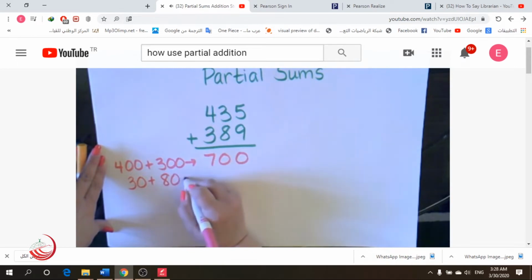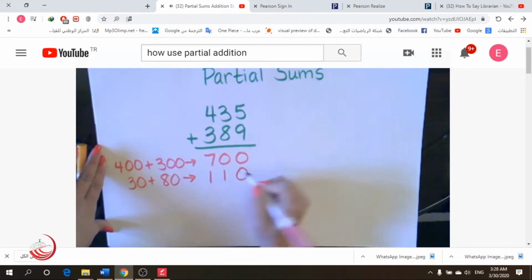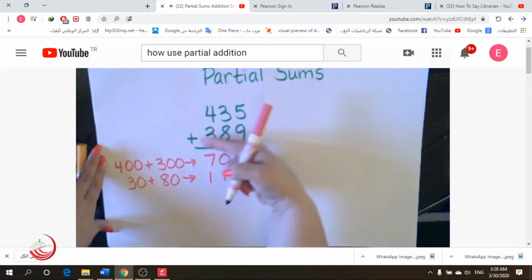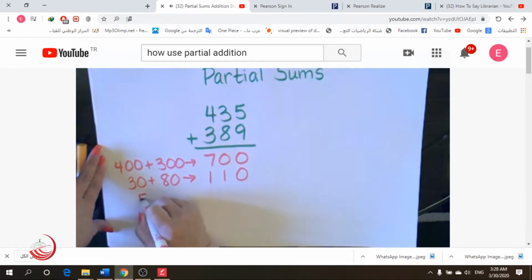So I have 30 plus 80, and that gives me 110. Now I'm looking at my ones place. I have 5 ones plus 9 ones. So I'll write down 5 plus 9, and that gives me 14.